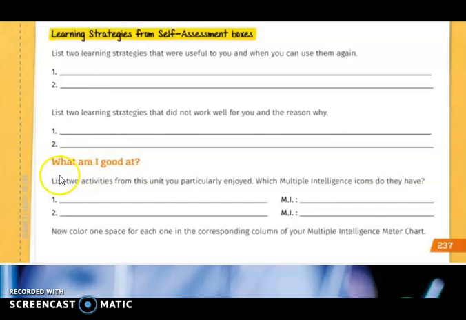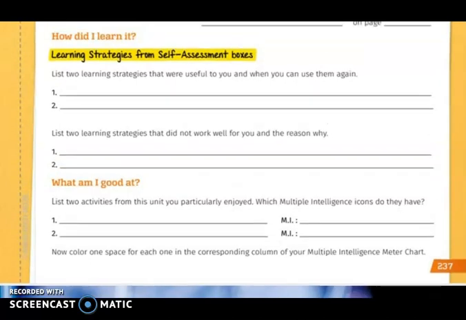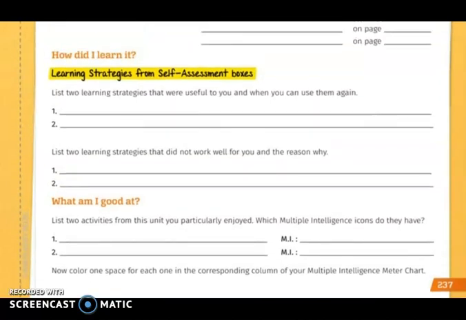And you are going to finish with what I am good at. You are going to list 2 activities from the unit that you particularly enjoyed, and you are going to put the multiple intelligence icons in this part. When you finish this activity, you are going to cut the page and put it with the rest of your portfolio activities. Please send me pictures of your work.